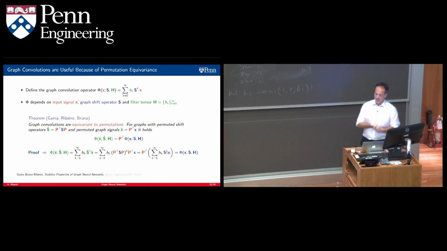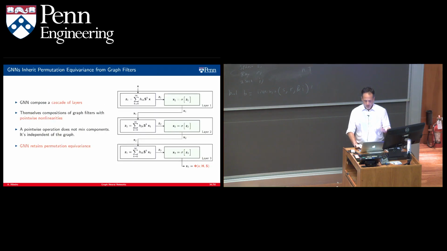So you cancel out permutation matrices and that's it. There's nothing mysterious here. It's, as I said, rather obvious, right? So the key, however, is that you're running the same filter tensor. You're changing the graph, you're changing the signal, you are consistently permuting both. You're permuting them by the same matrix. Now, of course, the GNN composes this with point-wise nonlinearities. Nothing the point-wise nonlinearity is doing will destroy that permutation equivariance, right?